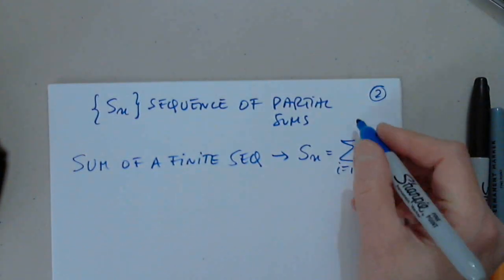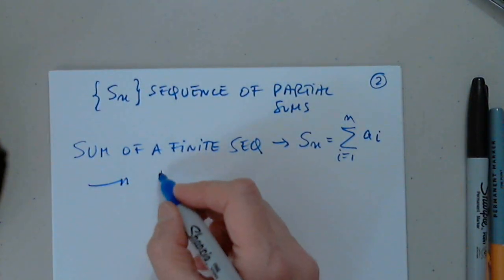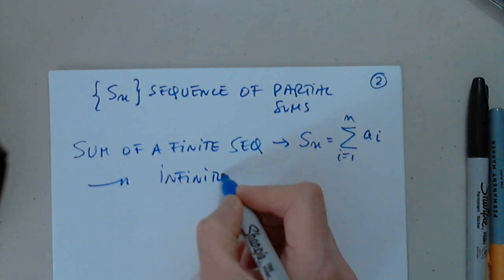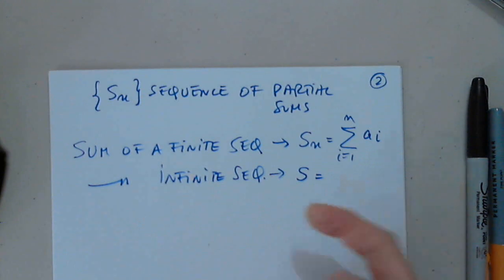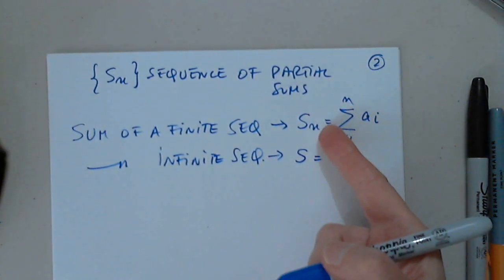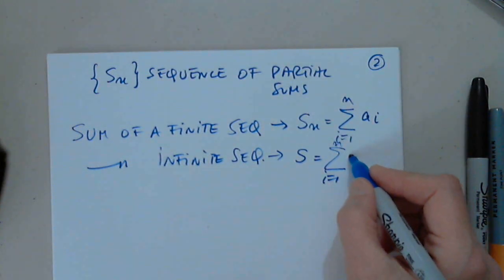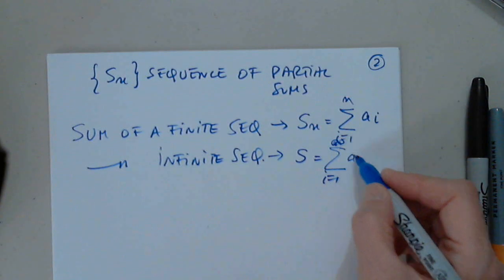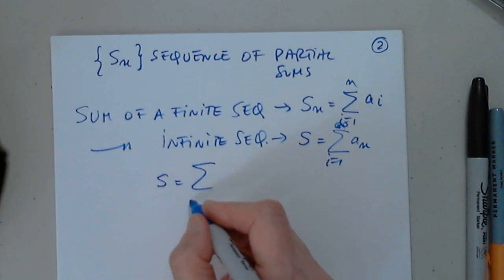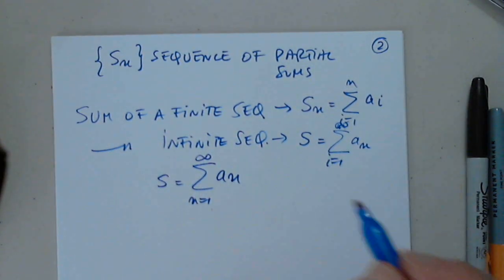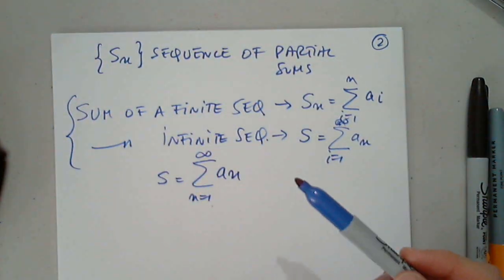Sum equals the sum from i equals 1 through n of a sub i, and the sum of an infinite sequence, that will be S, okay, with no subscript, and that is the sum from n equals 1 through infinity of a sub n. Let me write it one more time. So S is the sum from n equals 1 through infinity of a sub n. So please make sure that this is clear.